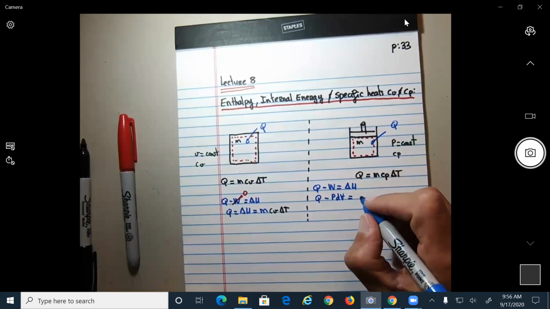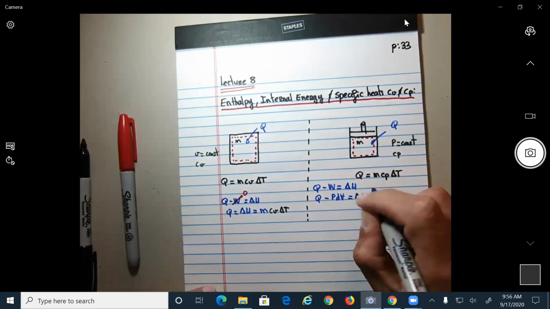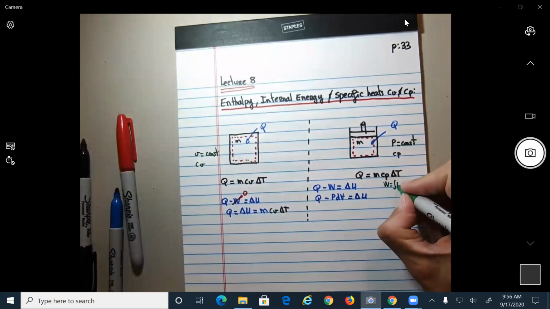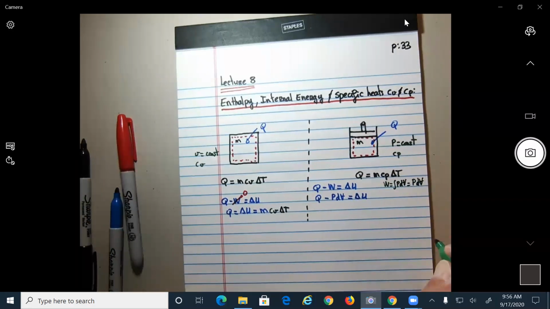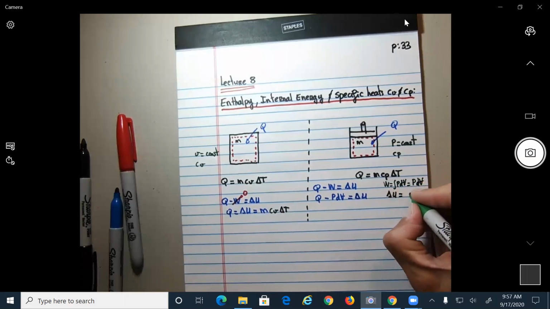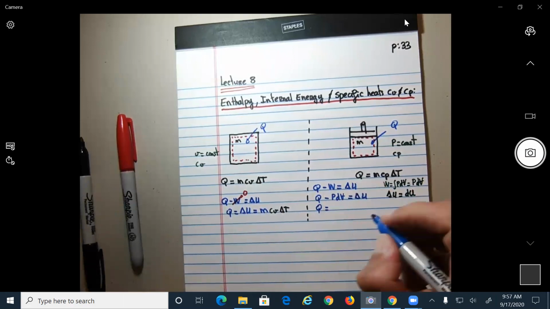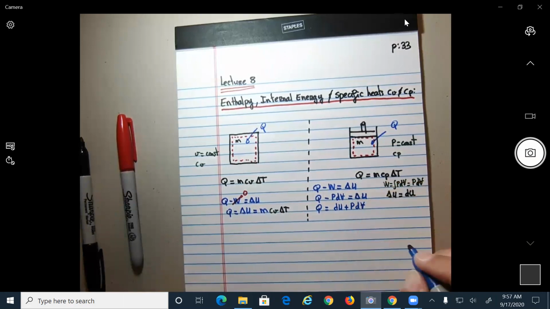will be equal to delta U. So I'm just going to put here work equal to the integral of P dV. For constant pressure, it is equal to P dV, V final minus V initial. And here I'm just going to say that delta U is equal to dU. It helps for the derivation on the next step, okay. So here I can say now that Q is equal to dU plus P dV.